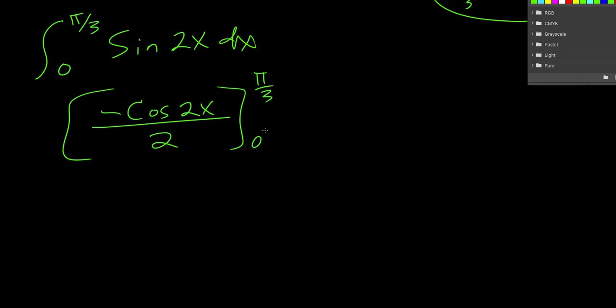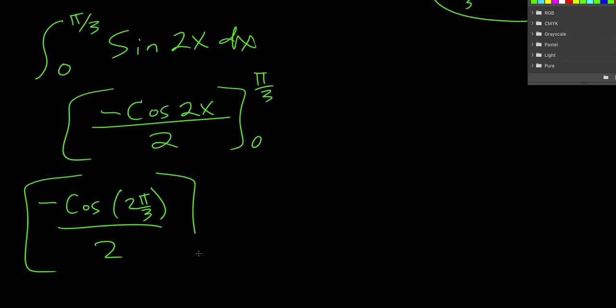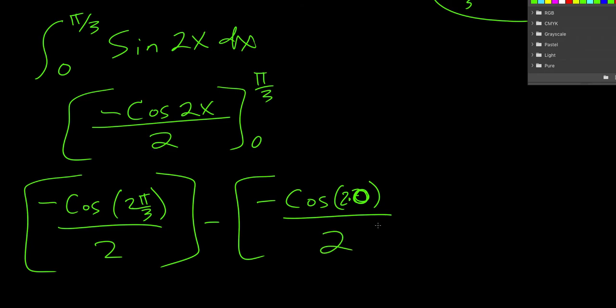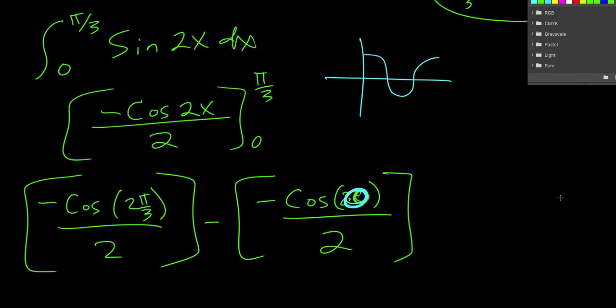All right, so we plug in the top value. So we get negative cosine of 2 pi/3 over 2. And that entire thing is subtracted negative cosine of 2 times 0 over 2. Okay, so if we look at our cosine graph, this is really just cosine of 0. Cosine of 0 is just 1. And so this is like negative 1/2 in this bracket.